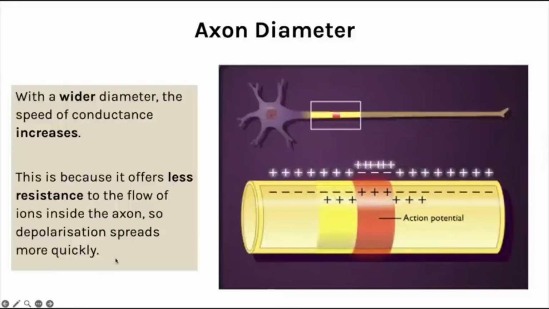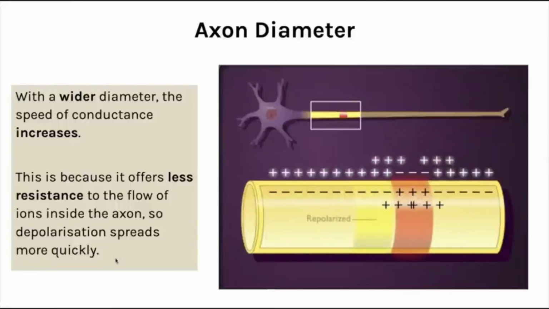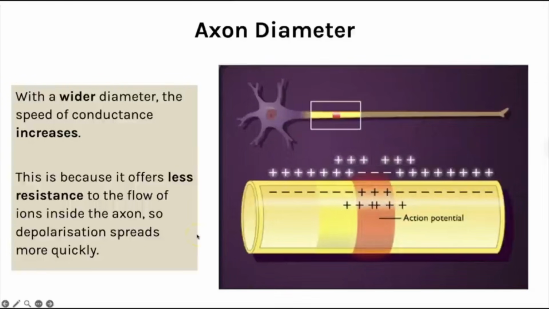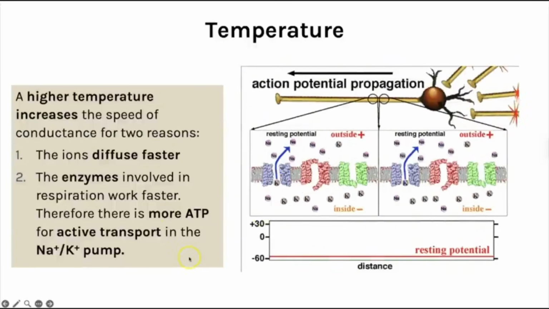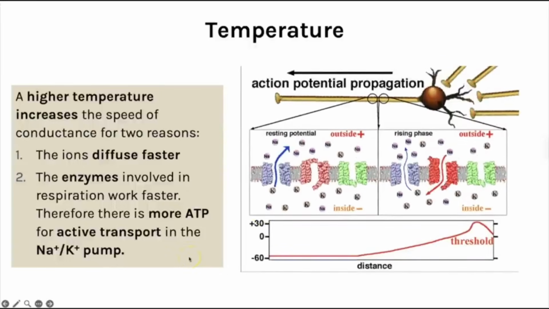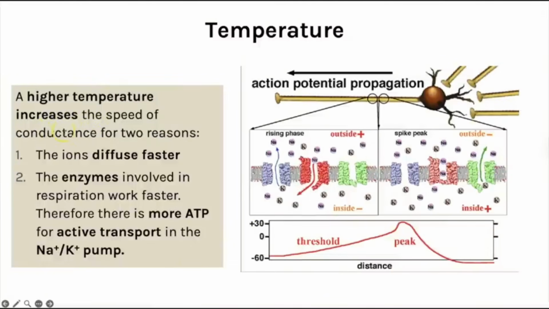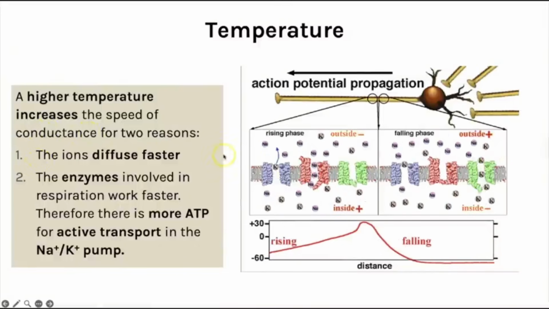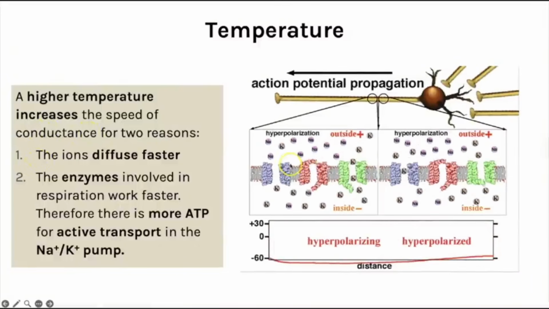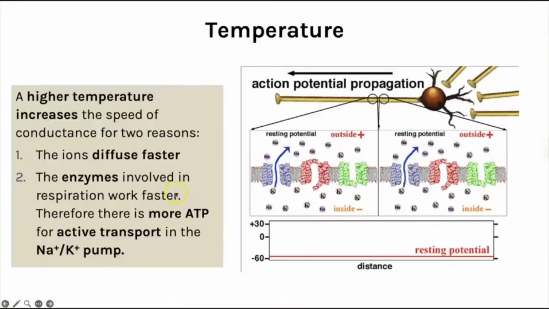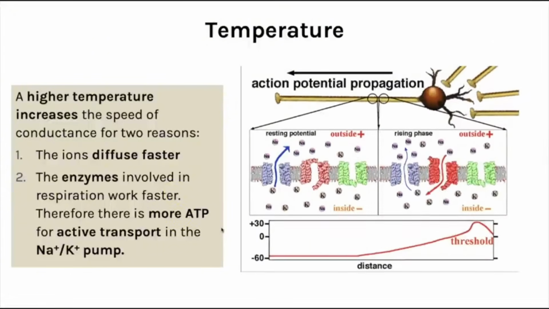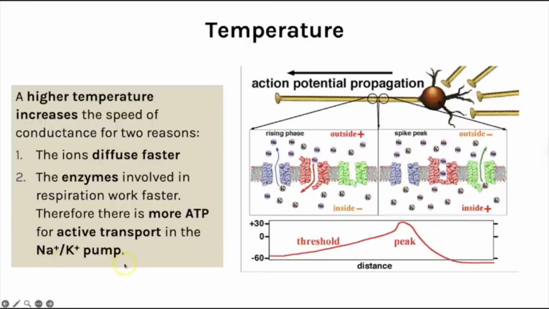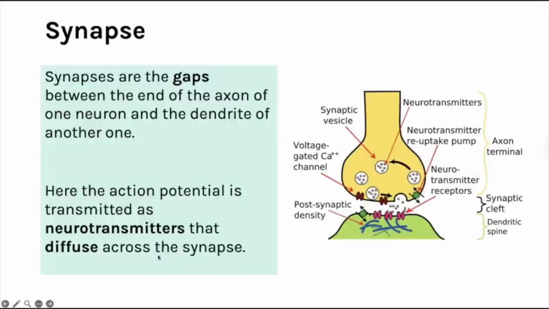A wider diameter will increase the conductance, and that's because it offers less resistance to the flow of ions inside of the axon, so depolarization spreads more quickly. A higher temperature increases the speed of conduction for two reasons. That conductance will be faster because the ions diffuse faster, because they've got more kinetic energy. And also the enzymes involved in respiration will be working faster. So that means there's more ATP for active transport of that sodium ion, potassium ion pump.